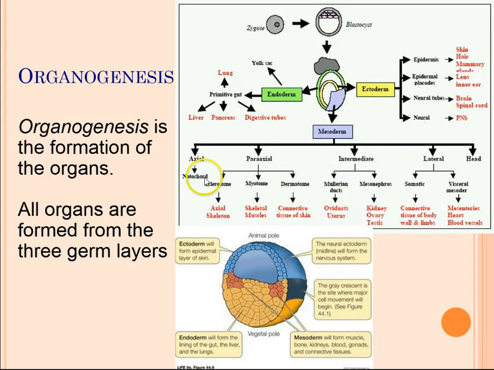You're going to see it formed the notochord, which is going to go away. Here's the skeletal system, the muscular system, the reproductive system, the urinary system or excretory system, the circulatory system. Those are all going to be from the mesoderm, okay? So please know the general systems that are coming from each layer.